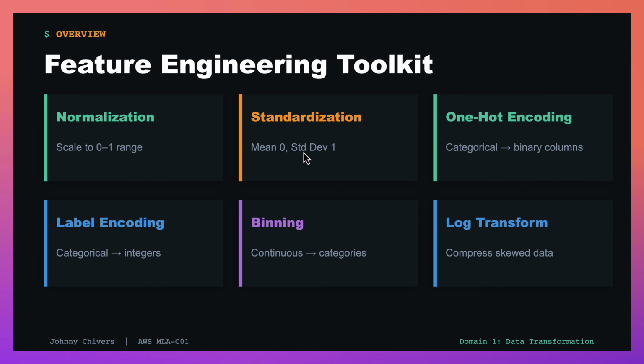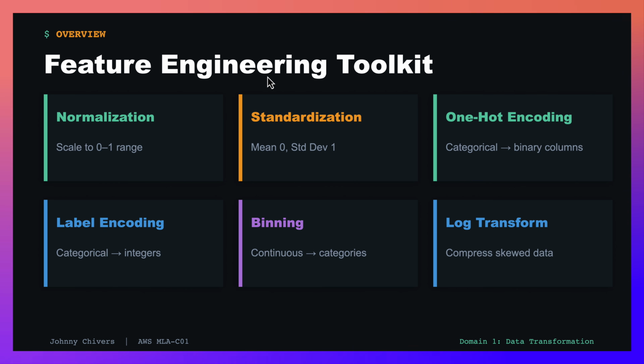One-hot encoding is those tables where you take categorical data and turn it into binary columns rather than using pure numeric columns, so you don't have ordering implied. Label encoding is where you take categorical values and turn them into integers. Binning is where we take continuous things like age and set them into ranges of categories. And then log transform is when we compress skewed data.